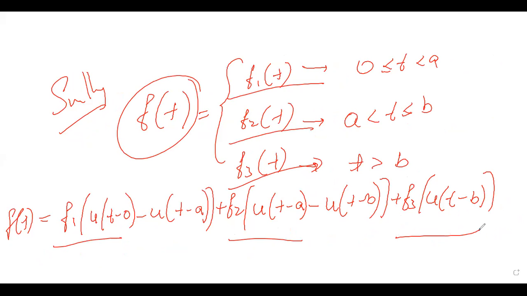Suppose we get f4, one more function here. That means we will take minus u of t minus c, plus f4 into u of t minus c, the last one.